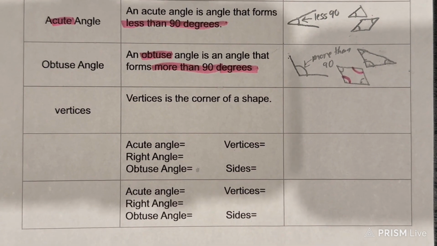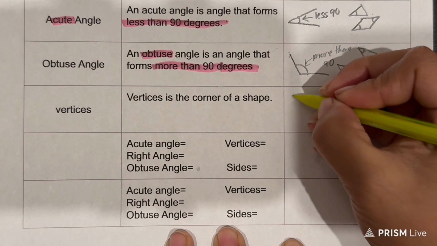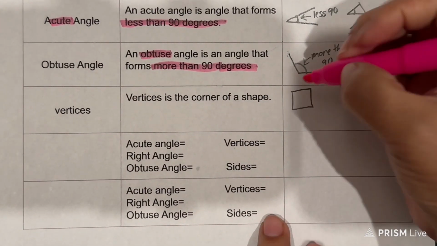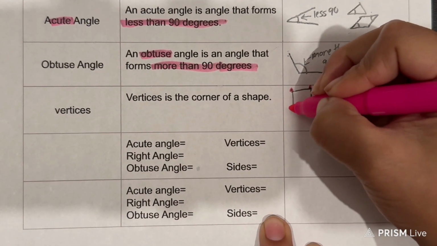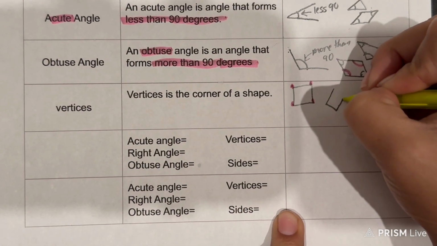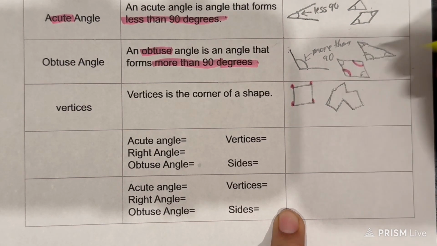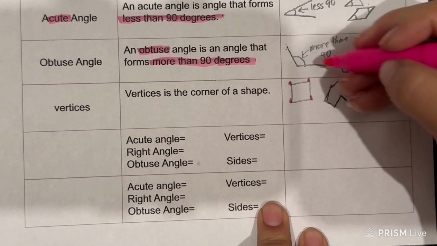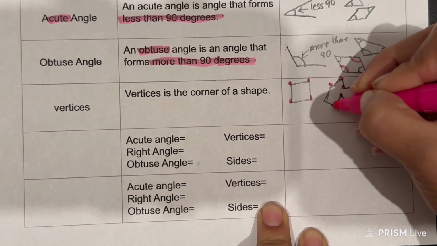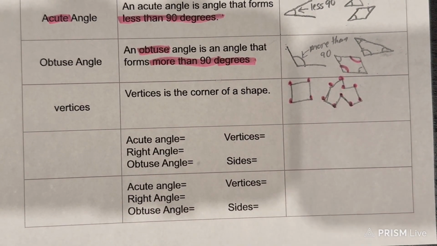Vertices is the corner of a shape. So no matter what you are doing, how many vertices does this have? Let's just look at the corners. We have 1, 2, 3, 4. This has 4 vertices. What if I go like this? Okay, here's the corner. 1, 2, 3, 4, 5, 6, 7, 8, 9. That would have 9 vertices. So it's just counting corners.